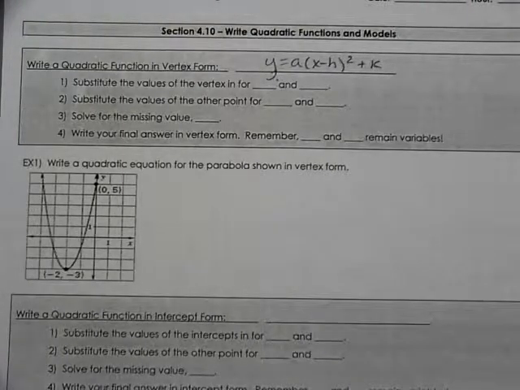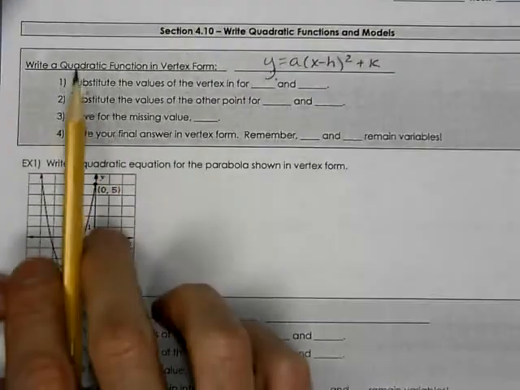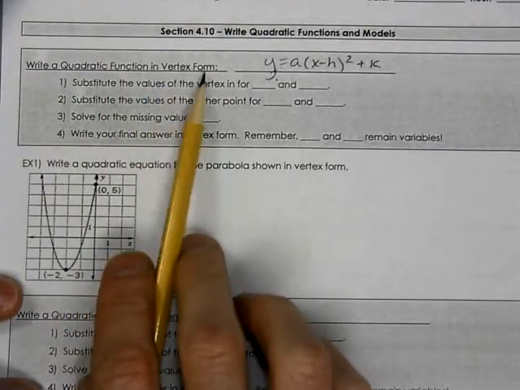This is Algebra 2 with trig. This is 4.10. We're writing equations. This first equation that we're going to be working with, we're going to look at vertex form.